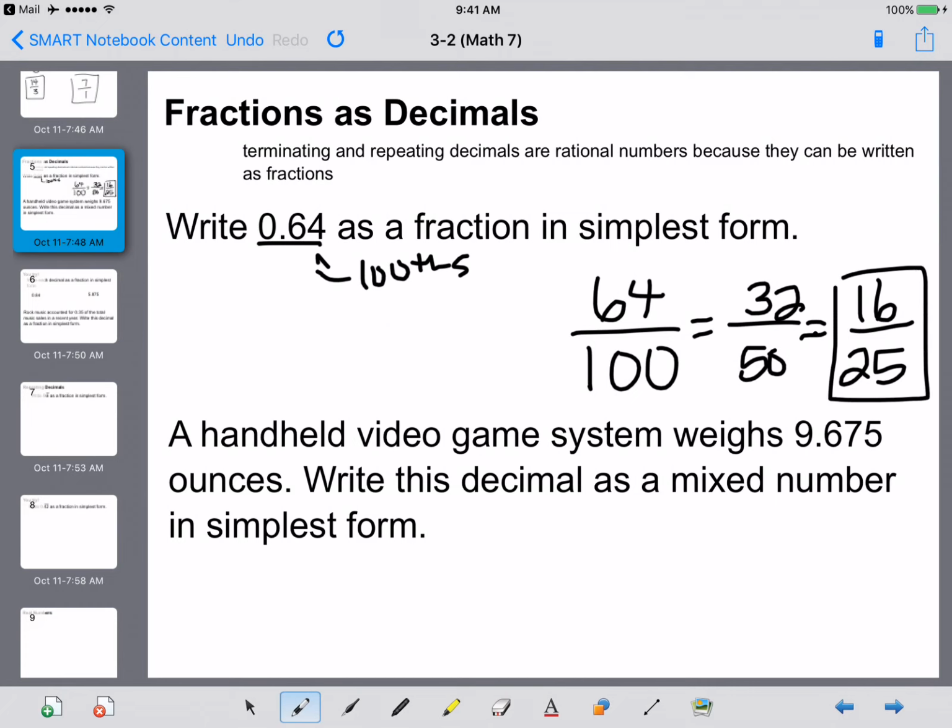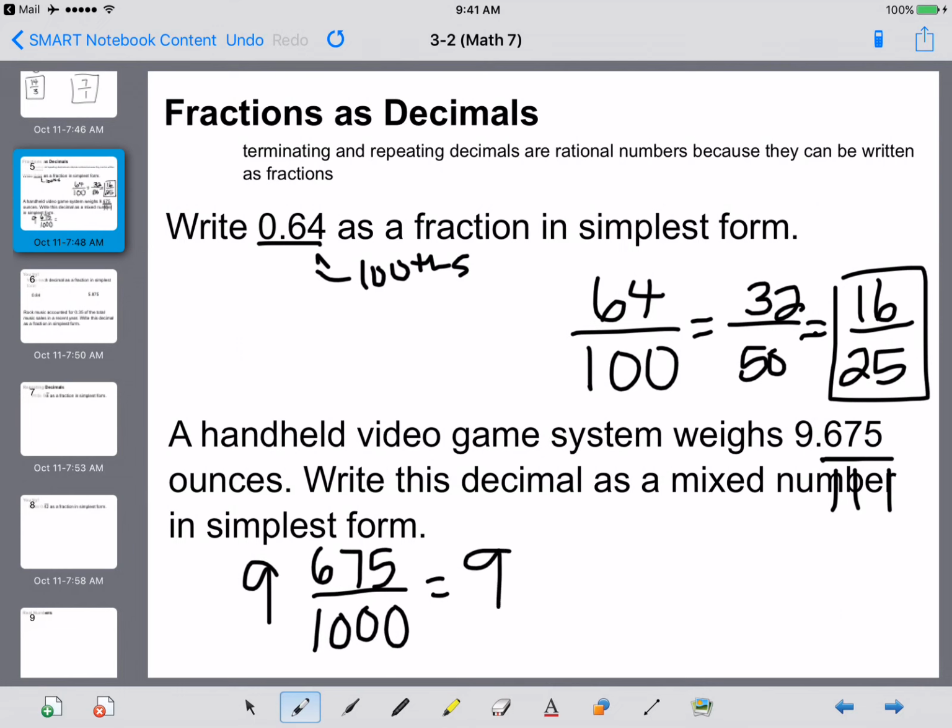Now we have a handheld video game system weighs 9.675 ounces. Write this decimal as a mixed number in simplest form. So 9 is our whole number, so that's going to be hanging out by itself. Then we have 0.675, so it's in the tenths, hundredths, thousandths place. So it's going to be in thousandths, and our number on top is 675. So I'm going to start breaking this down. Our 9's going to stay. I'm just going to divide by 5 here first. So 675 divided by 5 gets us 135. 1,000 divided by 5 gets us 200.